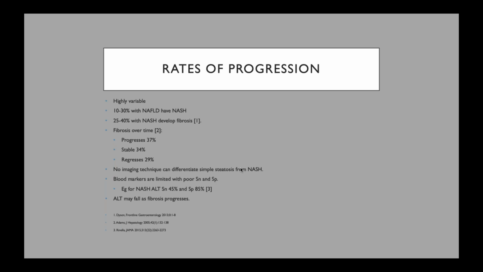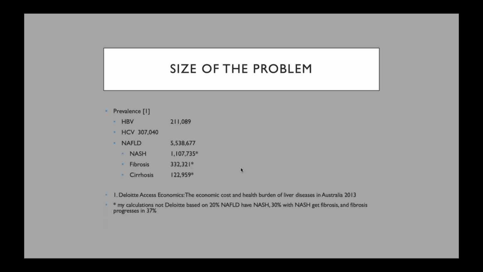So if you've got NAFLD, there's up to a 30% chance you will have inflammation and NASH. If you've got NASH, up to a 40% chance you'll develop fibrosis. And so this is going to be the leading cause of chronic liver disease and fibrosis in many of our communities. So this is Australian data, and we've got a population of around, I think, 25 million at the moment. So there's around 200,000 patients with Hep B, 300,000 with Hep C, but fatty liver is around 5 to 6 million people in Australia.